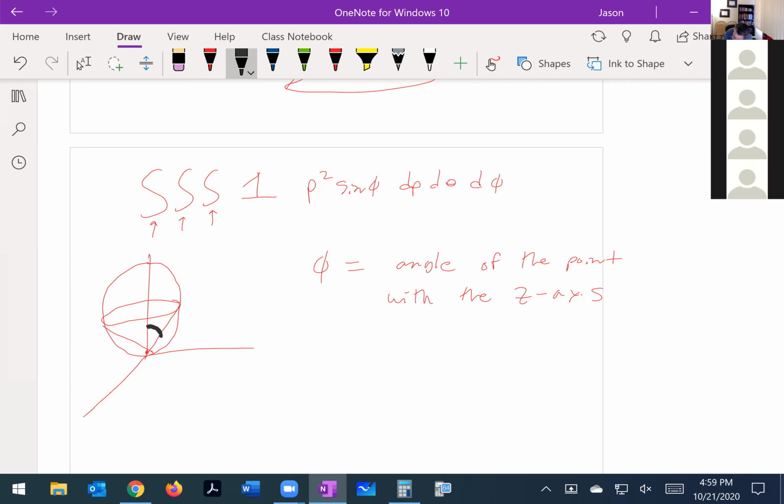Because every single point on this thing, think about this slice right here. If I were to just look at this slice, and I took this slice and rotated it 360 degrees, wouldn't I get the whole ice cream cone?